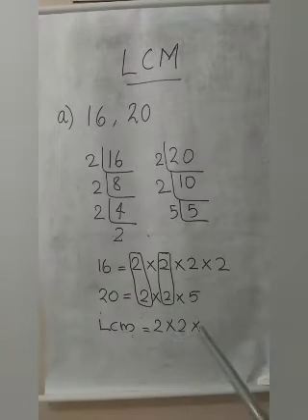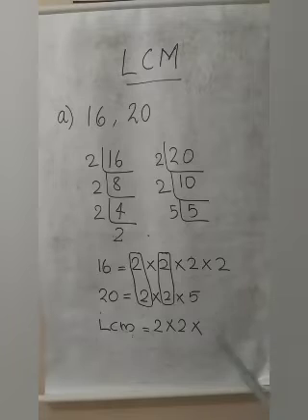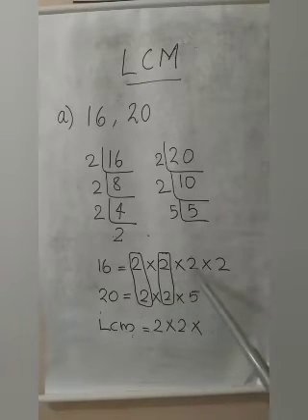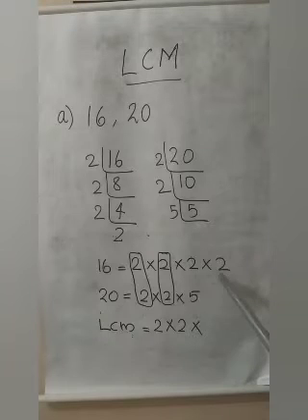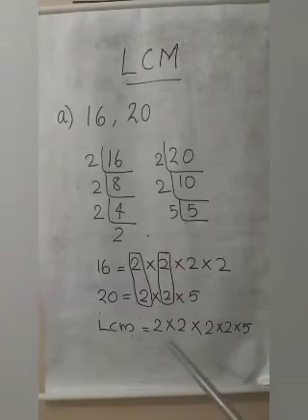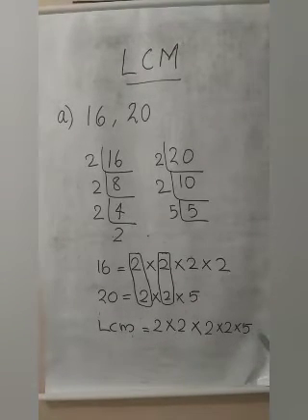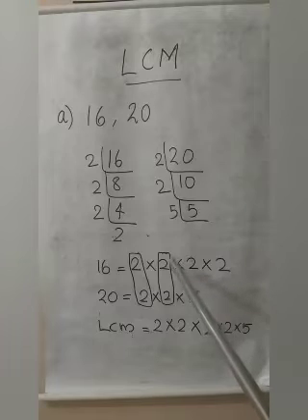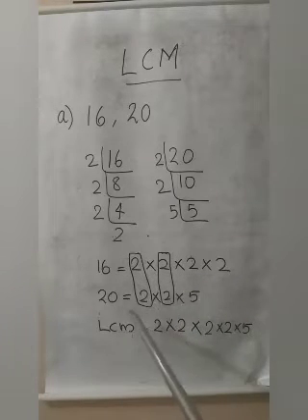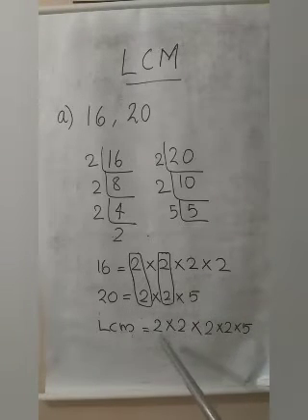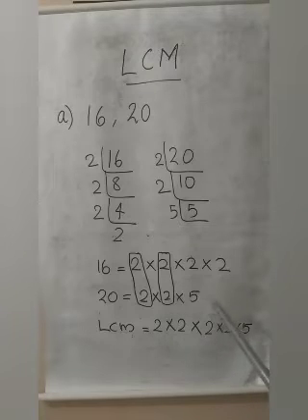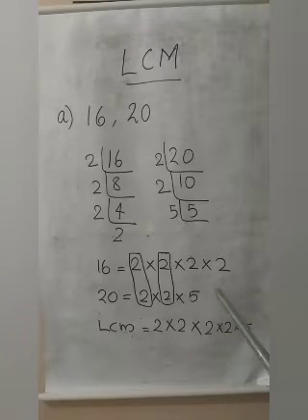Now check for what is not common. Here in 20, 5 is there. Here in 16, two more 2's are there. So those non-common factors also you have to write. So we got what is common and what is not common. First we wrote what is common in 16 and 20, two 2's. Then we took all the non-common factors also.